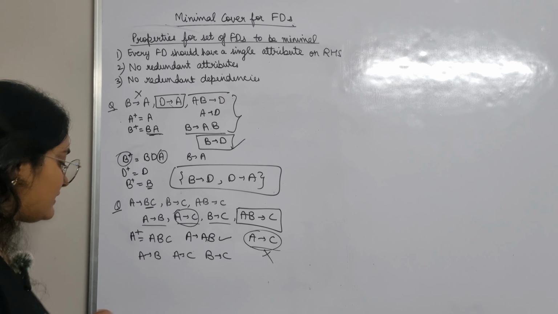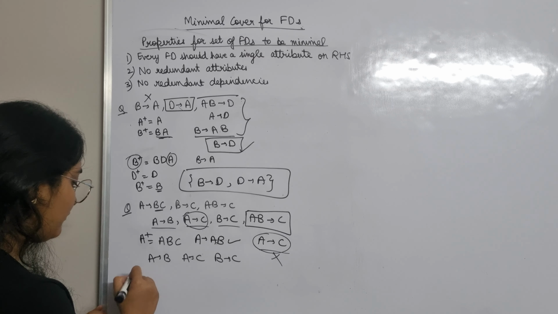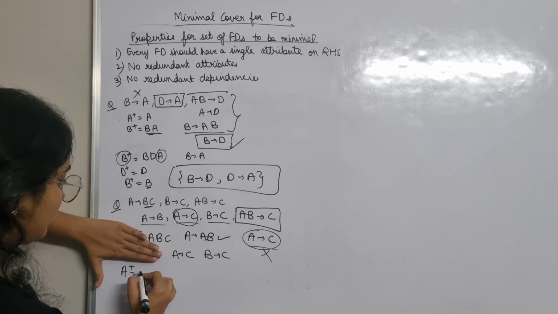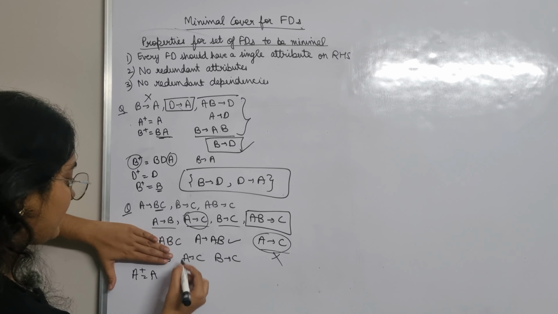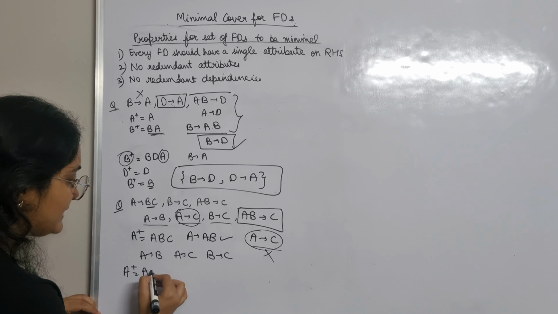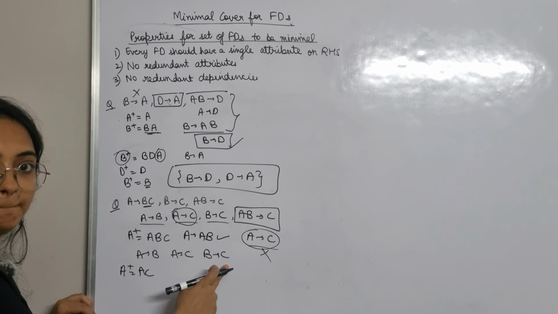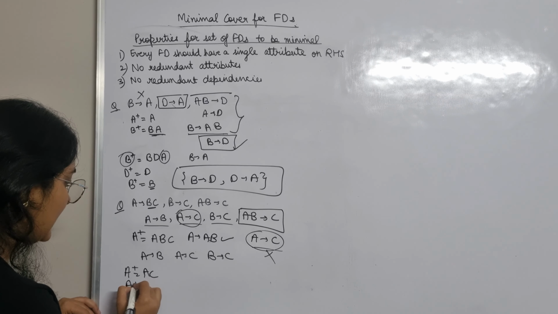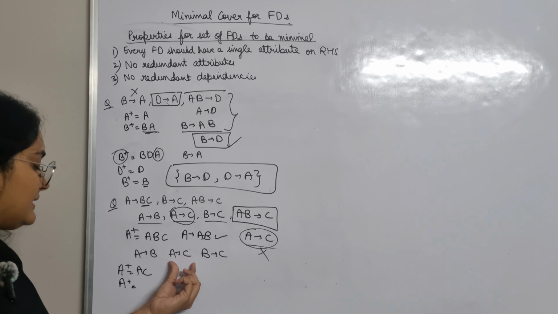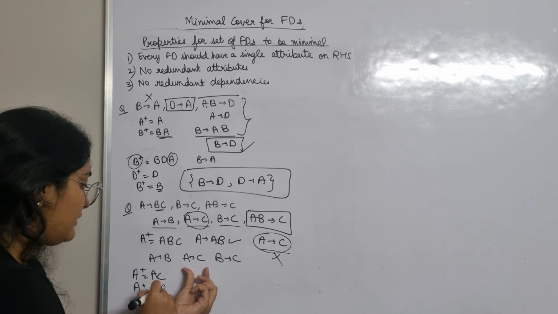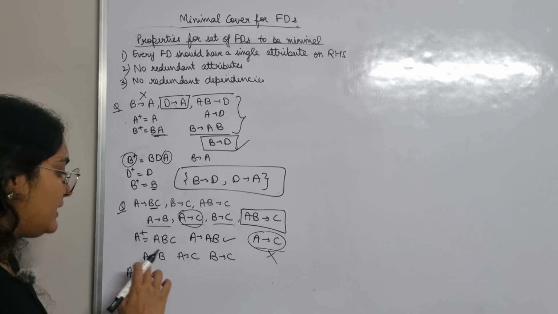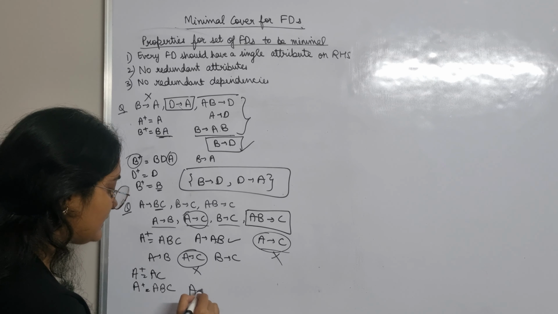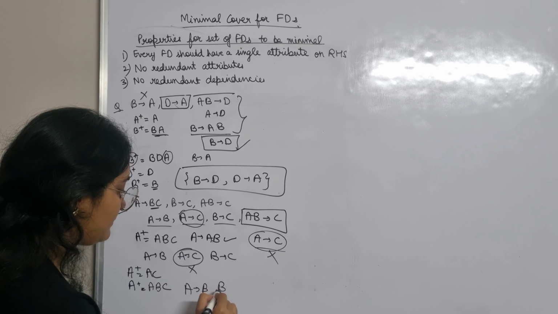Now let's see if this is redundant. If this is redundant, what does it mean? Even if I remove this, I can determine B. If I remove this, can I determine B? A can determine A, A can determine C, but it cannot determine B. So this is not redundant. Now next, is A determines C redundant? Let's see. A can determine B if I remove this, and B can determine C, right? So this is again redundant. So what is the answer? A determines B and B determines C.